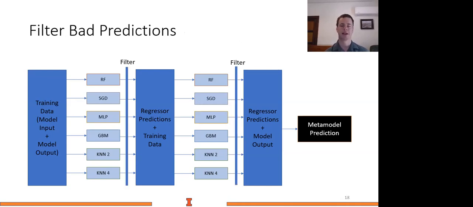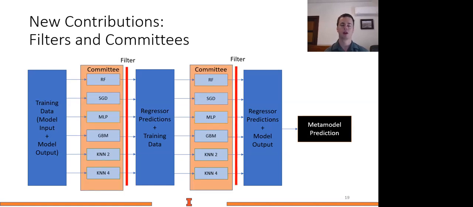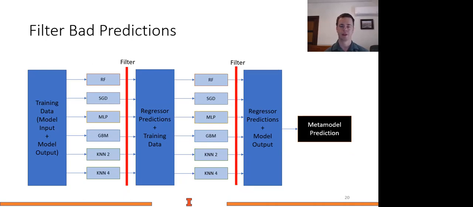In practice, we find that it's helpful to have a filter that filters out the outliers, the most poorly performing regressors, so that they don't forward their predictions onto the next level. All of this is a review of work done and presented last year at QEST, and now we shall show some of the enhancements we made to the architecture since then. Our two contributions are in evaluating different kinds of filters and evaluating different kinds of committees and committee composition at each level. So we're first going to look at the filters.